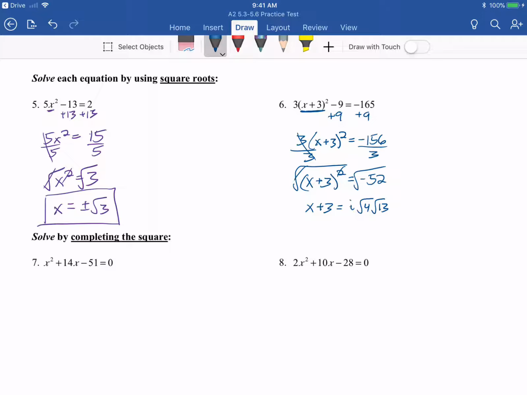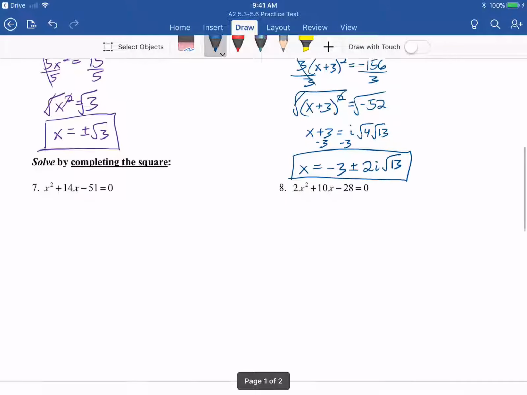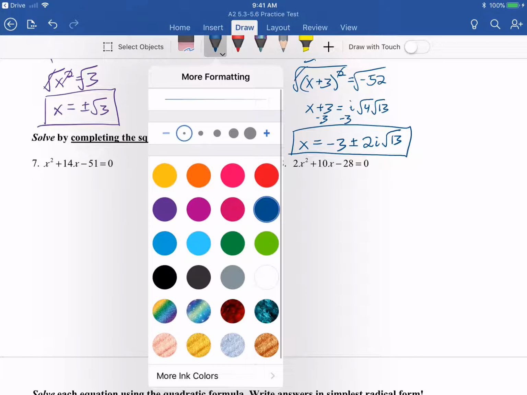So now I can subtract that 3, subtract the 3. So now my little step here is x equals -3 plus or minus, and the square root of -4 is 2i, square root of 13. All right, so be careful there. That's a good process. You have to do a simplifying step in there as well. So that's a good one.